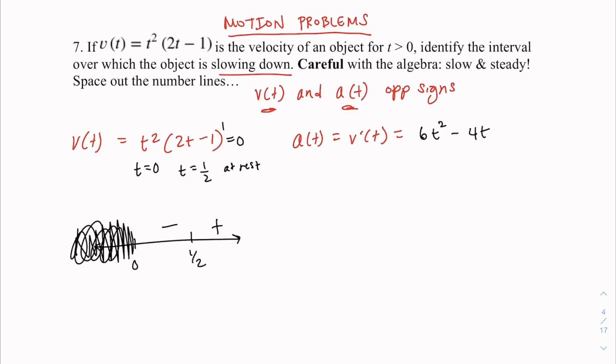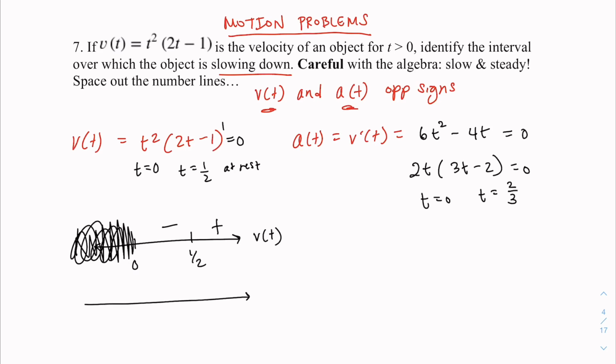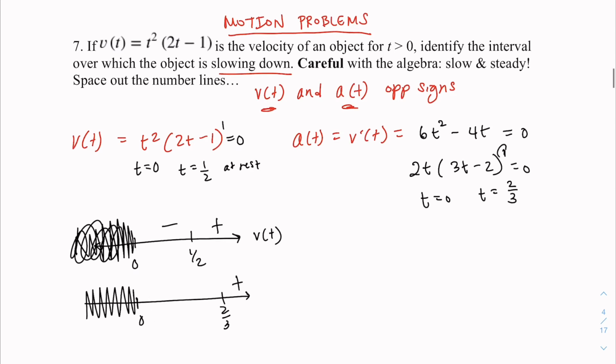Okay, let's do our a of t. So we already took the derivative. Now when we set it equal to 0, we can factor out a 2 and a t. We're left with 3t minus 2. So we see our acceleration equals 0 at 0 and 2/3. I'm going to line up my number lines here. And then 2/3 is greater than 1/2. It's like 0.66. Starting on the right side, we're positive, and then at 2/3, we will flip. We don't care what happens at 0.